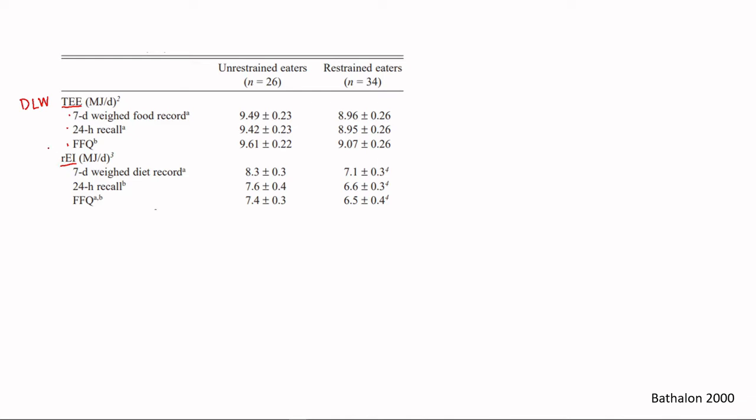Instead, there is a large discrepancy in energy intake. These data are in megajoules, and a megajoule is approximately 240 kcal. Therefore, the difference between the doubly labeled water to the measured 24-hour food recall is approximately 450 kcals.